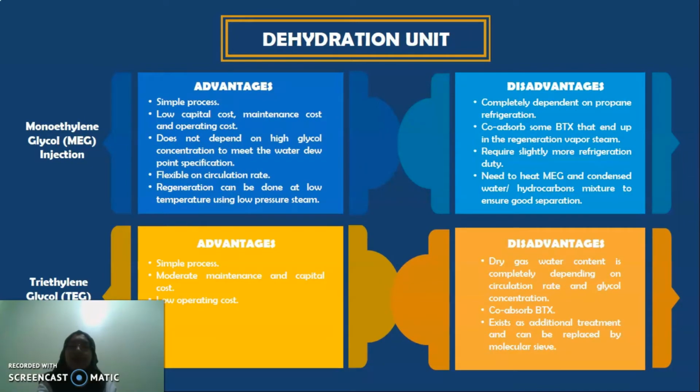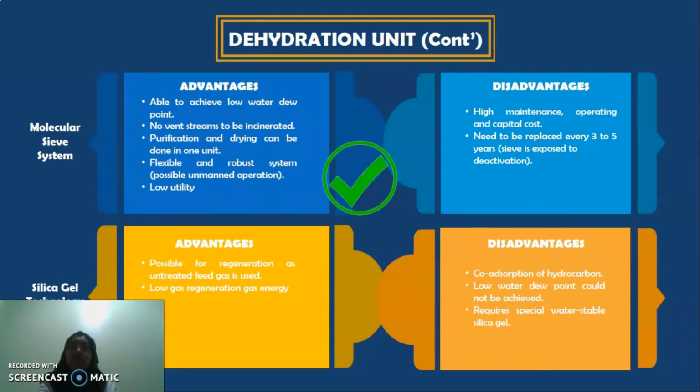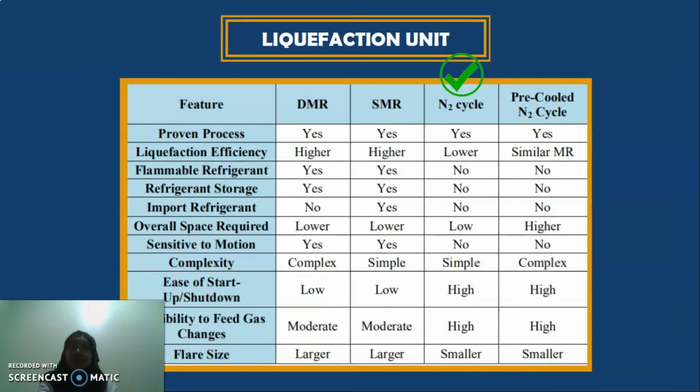Next is the dehydration unit. It is used to remove water from natural gas in order to prevent the formation of hydrates, to avoid corrosion, and to meet the requirement of water content in the product. There are some choices for the dehydration unit, and we decided to use a molecular sieve with 4A sieve. 4A sieve is more stable and has higher water uptake capacity. Then I will proceed with the liquefaction unit.